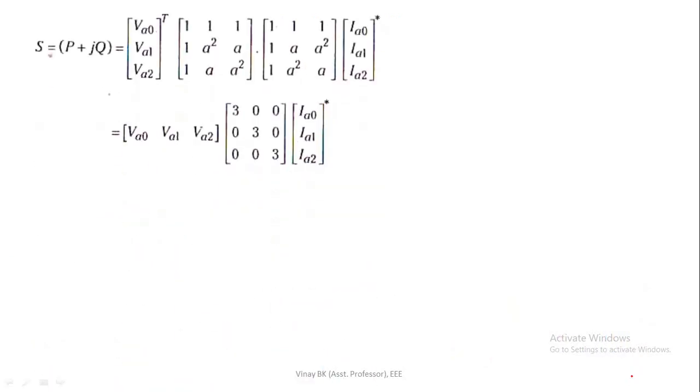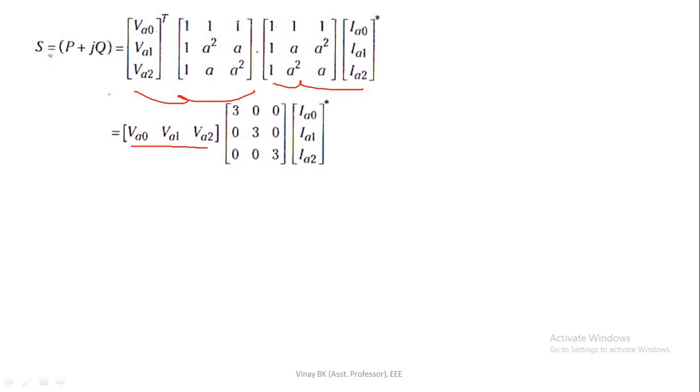power. So that S equals P plus jQ, where P is the active power and Q is the reactive power. So P plus jQ you can write here as, this is the voltage and this is the current that we are getting from equations 2 and 3. So again, rewrite this. I'll just write in terms of matrix by removing the transpose. You can get VA0, VA1, VA2.